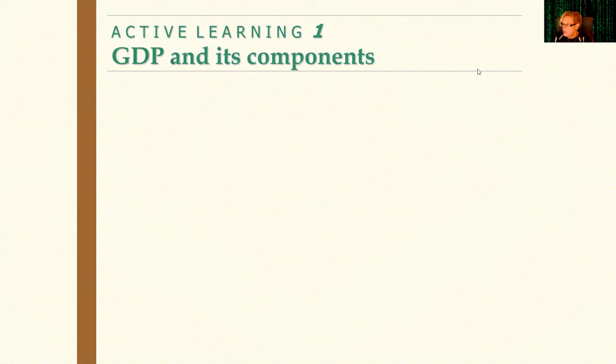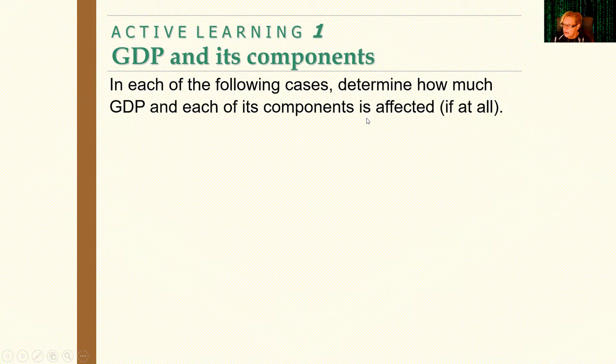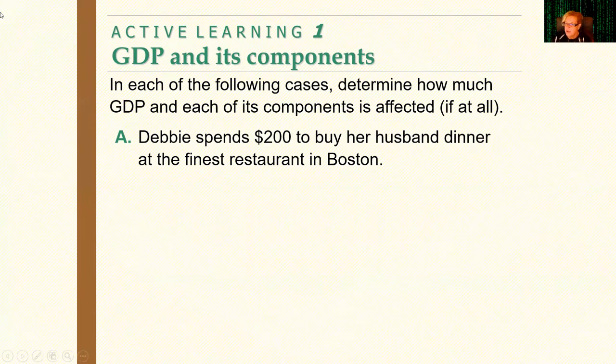Okay, so let's try our hand at this. Determine which, if any, of the GDP components is affected. So let me write the GDP components over here. Again, remember we have consumption, government expenditures, net exports, investment. Okay, so those are your choices.